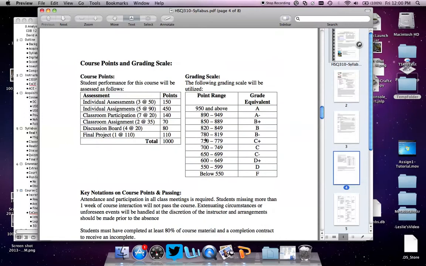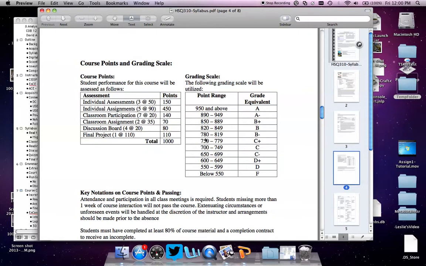From a perspective of content and work, you will have 3 individual assessments valued at 50 points each. You will have 5 individual assignments valued at 90 points each. You will have 7 classroom participations, which is attendance and participation within the class, at 20 points each. There will be classroom activities in almost every class. However, 2 of those will be class assignments that are in fact graded. And then of course there are 4 discussion boards and the final project, which makes up over 10% of your grade.